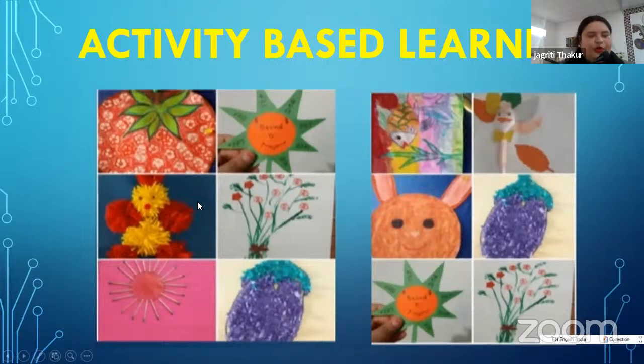Then the second picture is about vowel sound. Then the child has created a doll. Then again, with the help of a matchstick, he has created a sun. With the help of a matchstick, he can create many things.